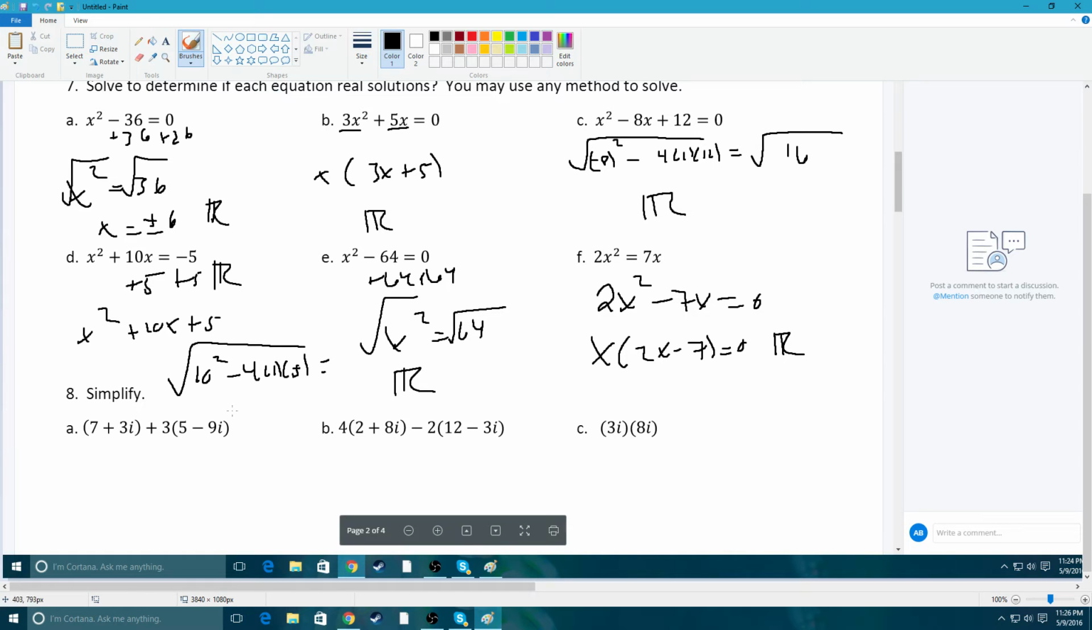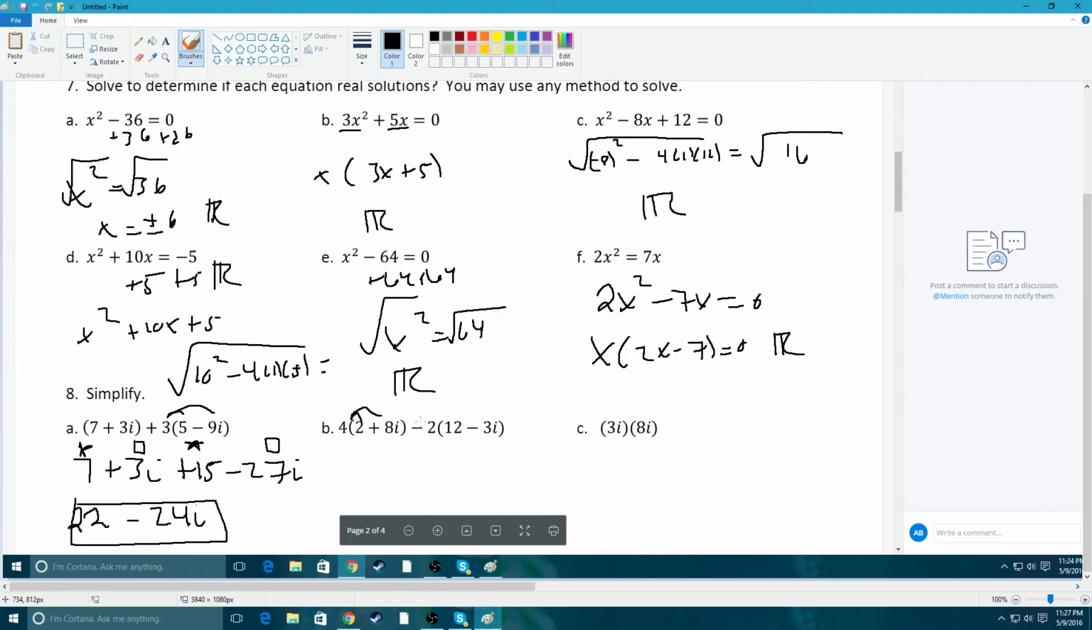Okay, number 8. First thing, distribute. So 7 plus 3i plus 15 minus 27i. Combine like terms. The numbers are like terms, so 7 plus 15 is 22. The i's are like terms, so 3i minus 27i is negative 24i. Done.